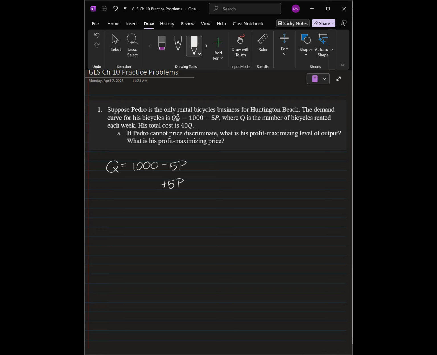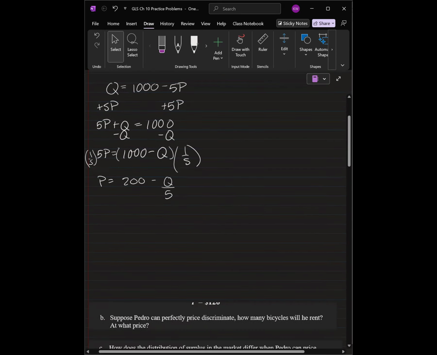So we're going to add 5 times the price to both sides. That's going to give us 5 times the price plus quantity equal to 1,000. And then we're going to subtract quantity from both sides. So we get 5 times the price equal to 1,000 minus quantity. And then lastly, we'll divide both sides by 5. And that will give us price equal to 200 minus quantity over 5. Okay, so that is his inverse demand equation.